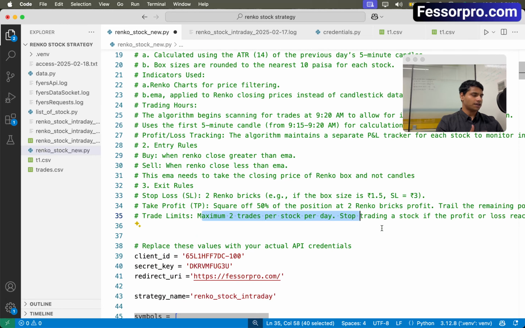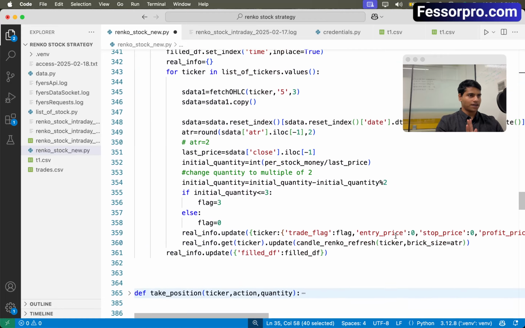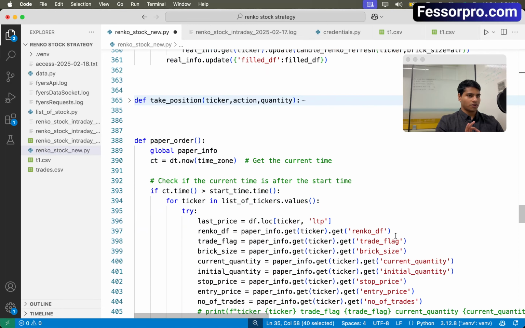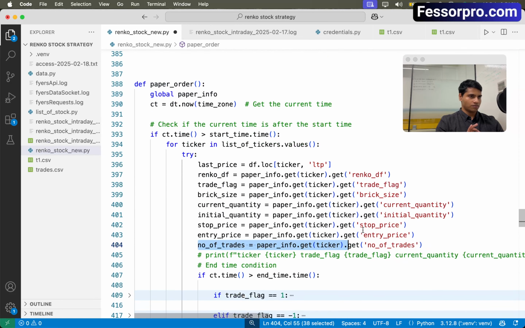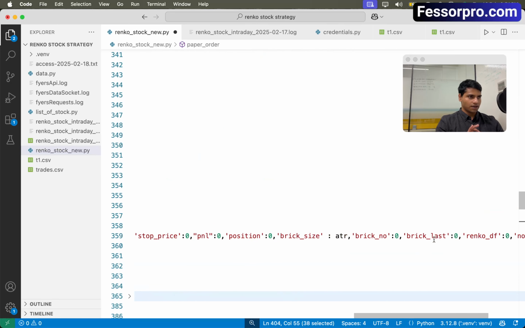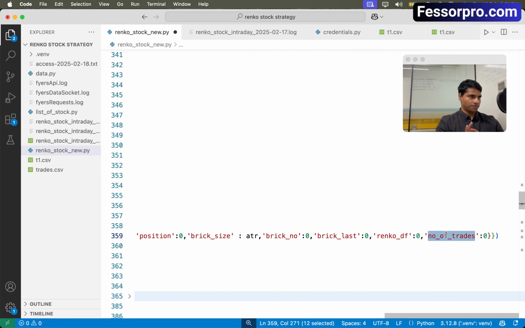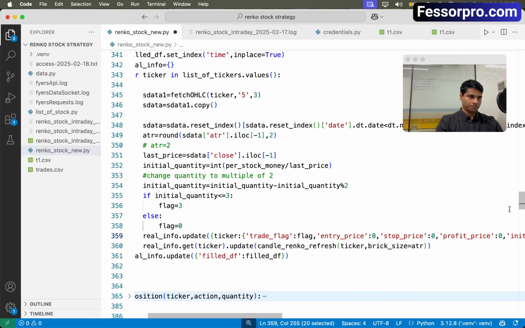Maximum 2 trades we can take. So that's why I have made a variable called number of trade. Initially it will be 0. You can see in my data, I have another variable called number of trade. Whenever I take a trade, I'll update this variable. The moment this number of trade is 2, then I know that I don't have to take any trade. This information also needs to be saved, which I'm saving in the pickle file.